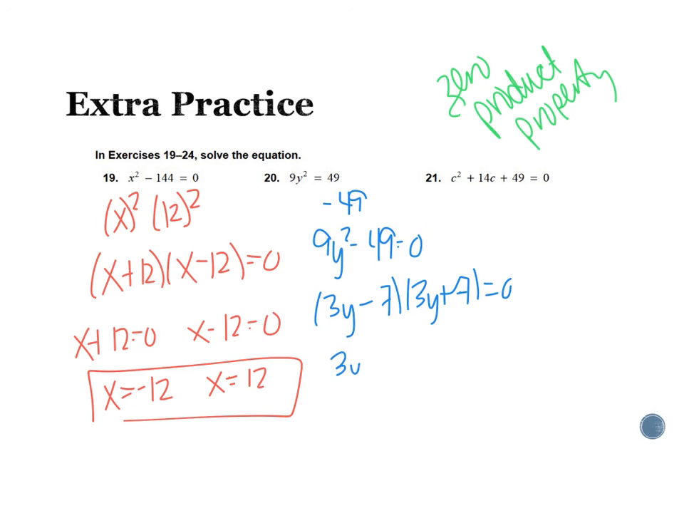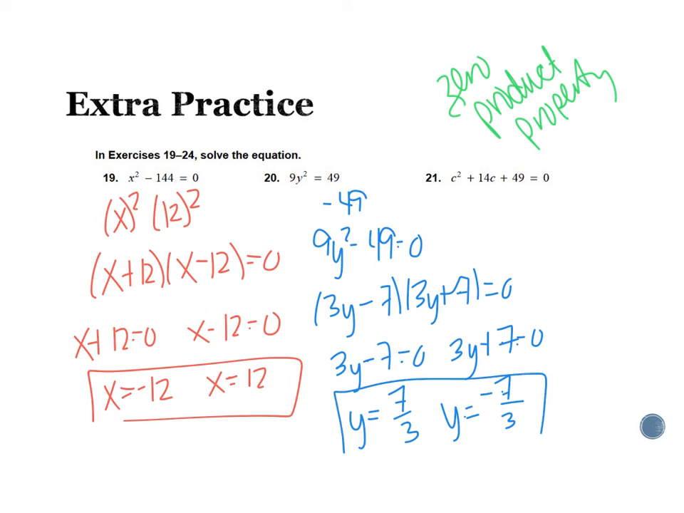So you're going to set both factors equal to 0. And this one, you're going to have 2 steps for each. So make sure you add the 7 and then divide by 3. I'm going to combine my steps here. And the other one, you're going to subtract the 7 and divide by 3. So there's my two answers for that one.